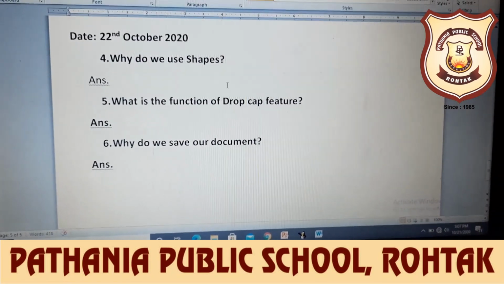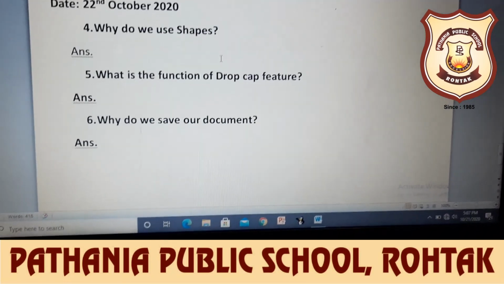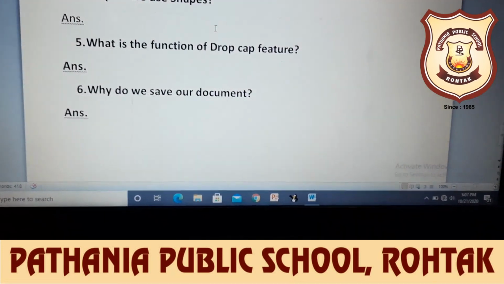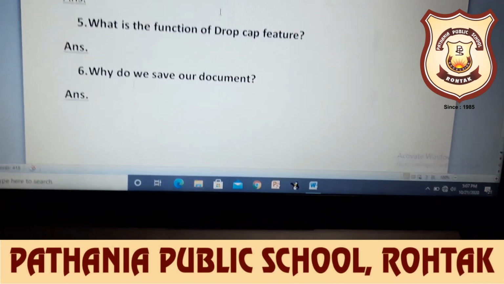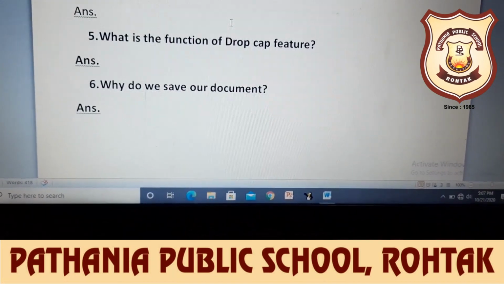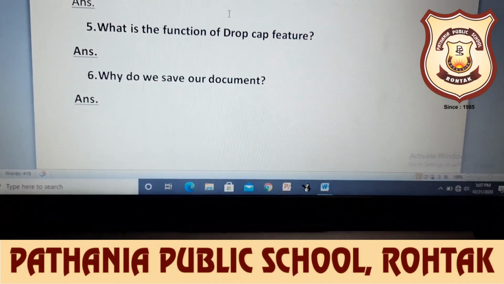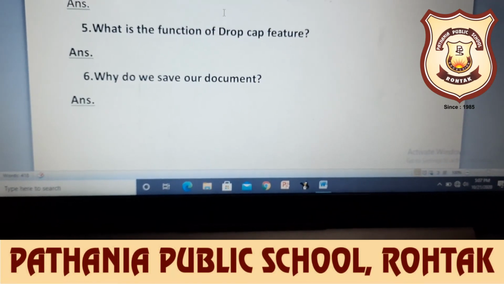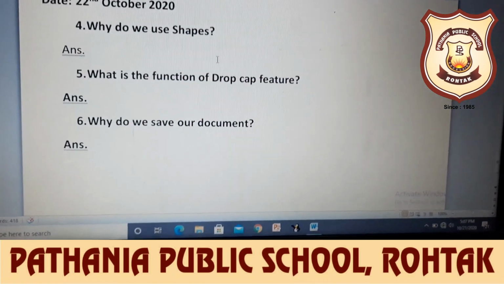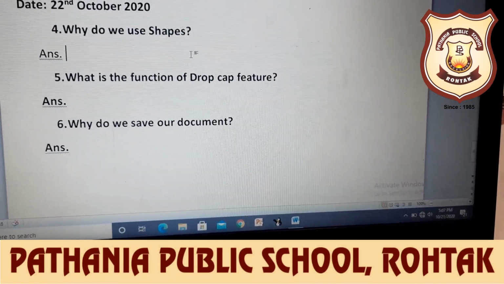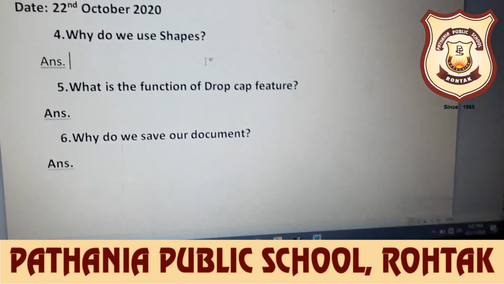Okay, so Word provides us large number of shapes to organize and design the image which we desire. जो भी हम इमेज को डिज़ाइन करना चाहते हैं, जिस भी इमेज को हम using the shapes उसको कर सकते हैं. So will write the answer. So everyone just keep writing with me.